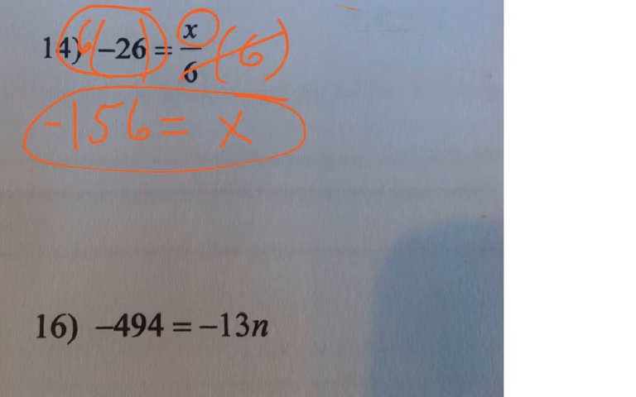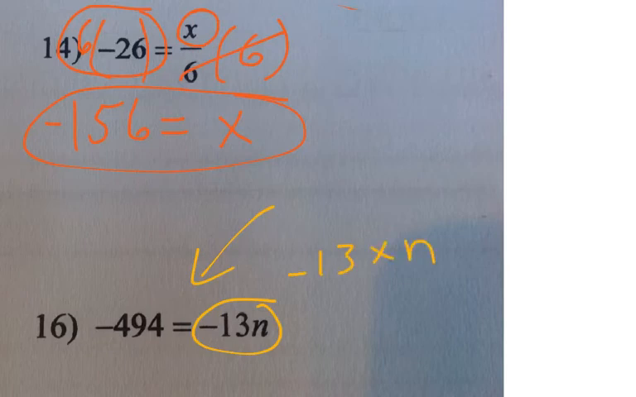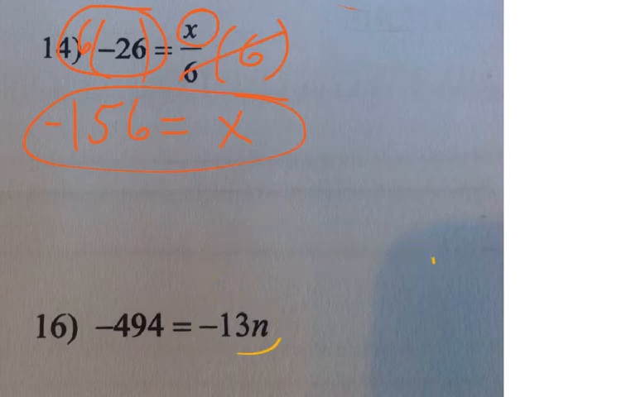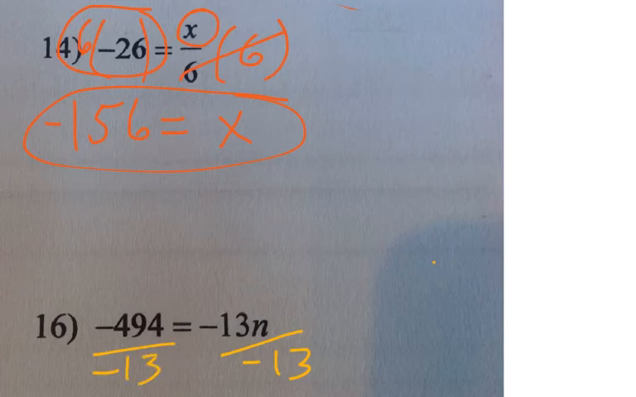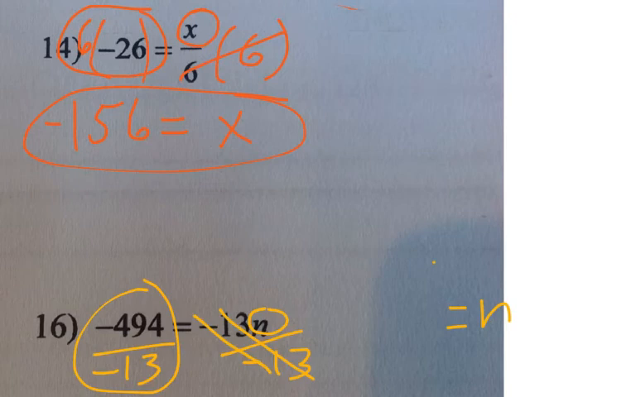Now let's look at number 16 down here. Notice right here, guys, I have negative 13 n, which means negative 13 times n. And how do we get rid of a multiply? We divide, right? So all I need to do then is divide by negative 13 on each side of the equals. Negative divided by negative is positive. 13 divided by 13 is 1. Notice what I have left is n equal to this right here, negative 494 divided by negative 13.